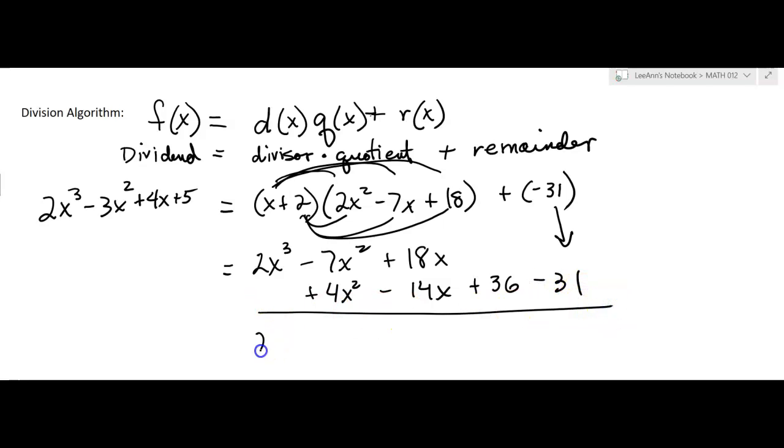So what do I get? 2x cubed minus 3x squared plus 4x minus 5. And is that what it was supposed to be? I compare it over here. Yep. So that was the check. We don't always check them, but you can. And then this concept's going to come up later on about the division algorithm. Okay, so that is long division with polynomials.